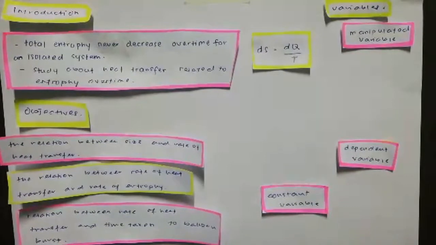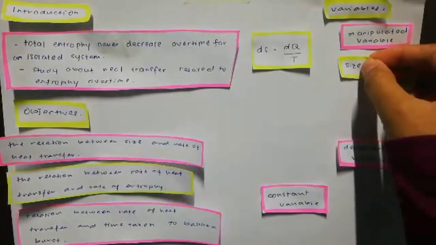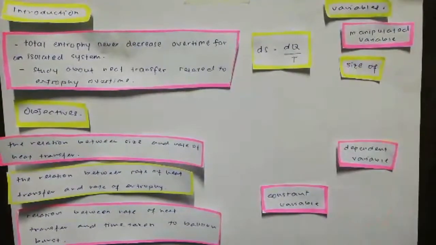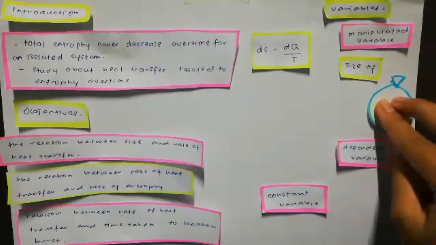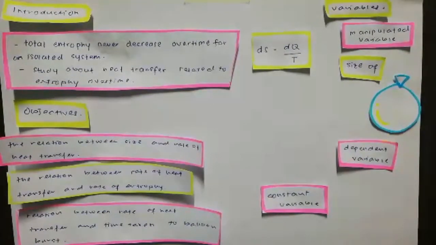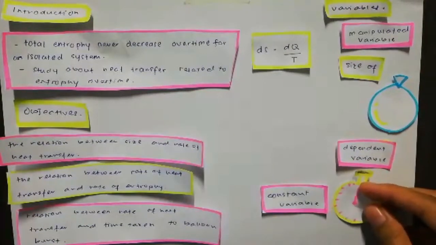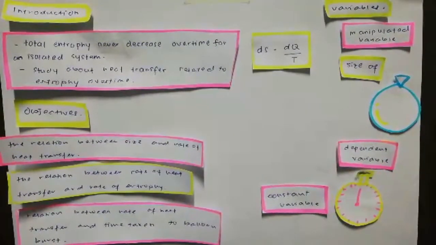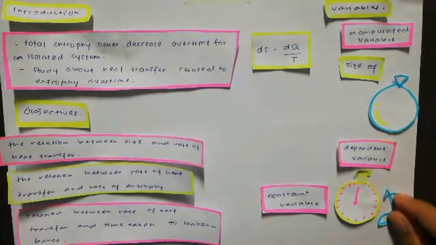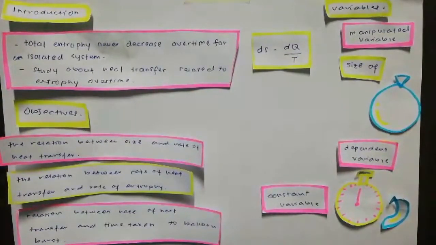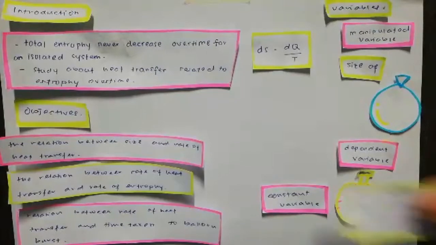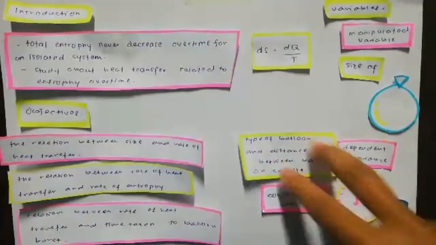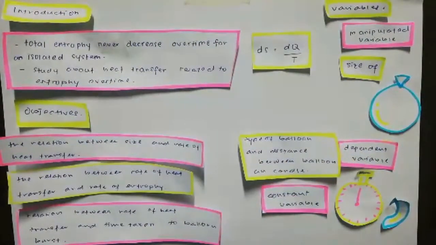Then, we go to the variables. For manipulated variables, we have one, which is the size of the balloon. For dependent variables, we also have one, which is the time taken for the balloon to burst. And last, the constant variables, which are the type of balloon and the distance between the balloon and the candle.